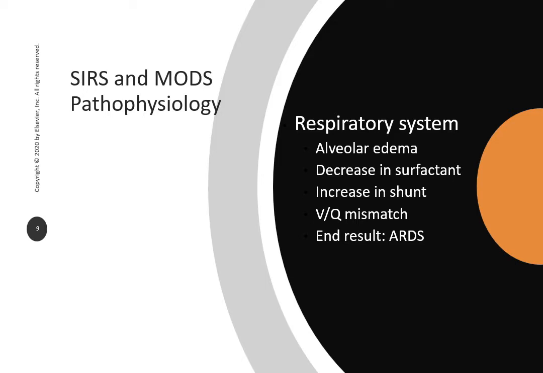Type 1 pneumocytes, that are alveolar cells, are destroyed. Type 2 pneumocytes are damaged and surfactant production is decreased. The alveoli collapse. This creates an increase in shunt, which is blood flow to the lungs that doesn't take part in gas exchange, and a worsening of the ventilation and perfusion mismatch. The result is acute respiratory distress syndrome, or ARDS, which will be further discussed in Unit 2.